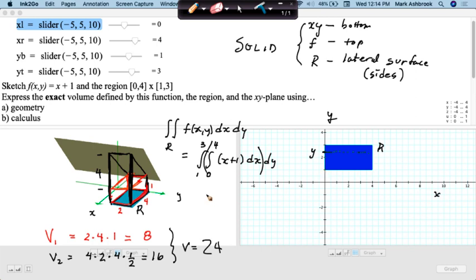Okay, so then we've got from 1 to 3, antiderivative, easy, right? x squared over 2 plus x from 0 to 4, dy. And what is that? 16 over 2 is 8, plus 4 is 12, so we integrate from 1 to 3, 12. And that's 24.